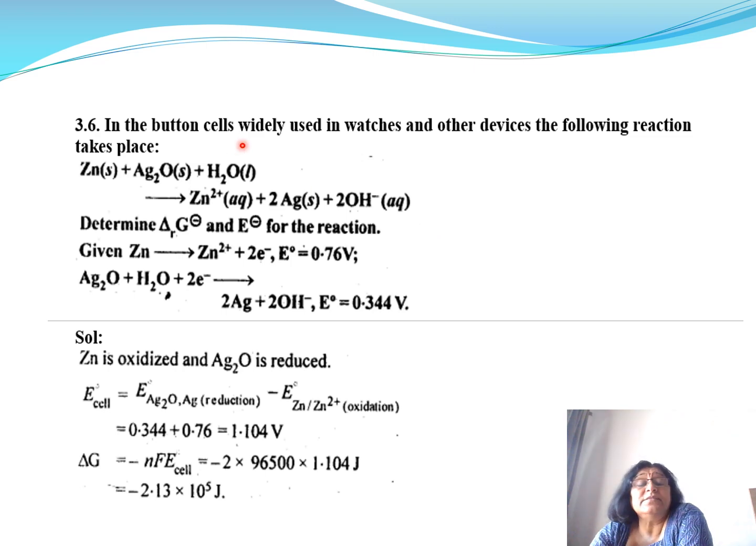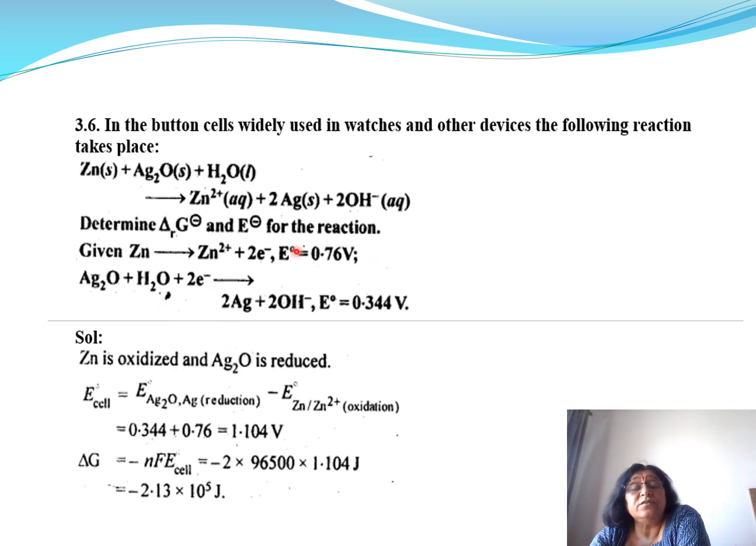Now, in the button cells widely used in watches and other devices, the following reaction takes place. Zinc solid, Ag2O plus water gives you zinc ions plus 2Ag plus 2OH. So you have to determine delta G naught and E naught. So my cell reaction is what? Zinc is converting to zinc ion plus 2 electrons. The oxidation potential is 0.76 volts. Then Ag2O plus water plus 2 electrons gives you 2Ag plus 2OH minus. So E naught is 0.344 volts.